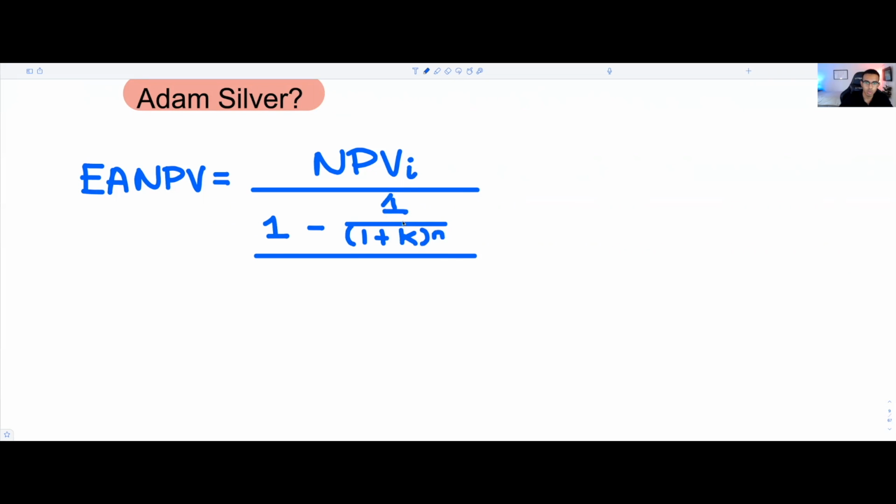Okay, make this a little bit nicer. And this will be over k. All right, so this is going to be your EANPV formula. You're going to have your NPV of a given project, and you're going to divide that by a fraction in itself. I could technically maybe even put this in a different colorway, so it's really distinct for you.